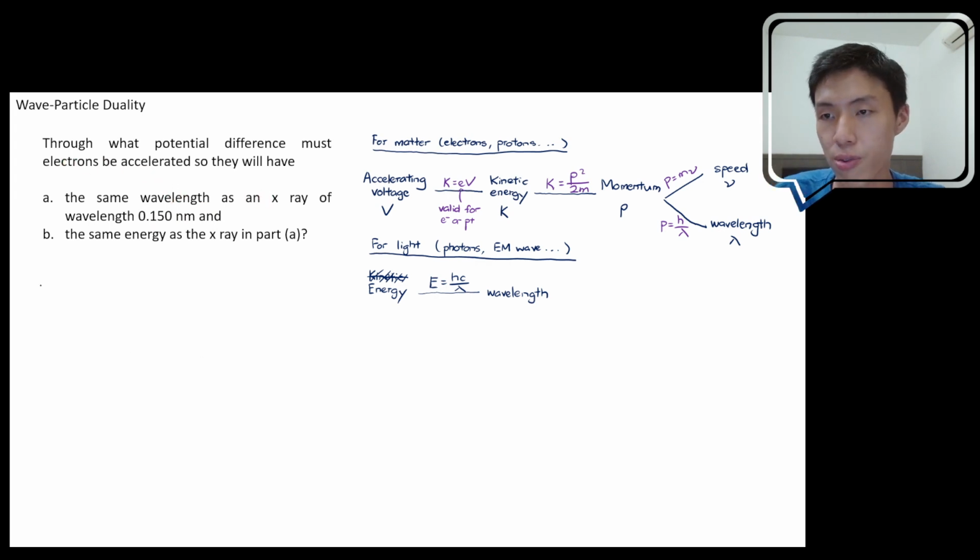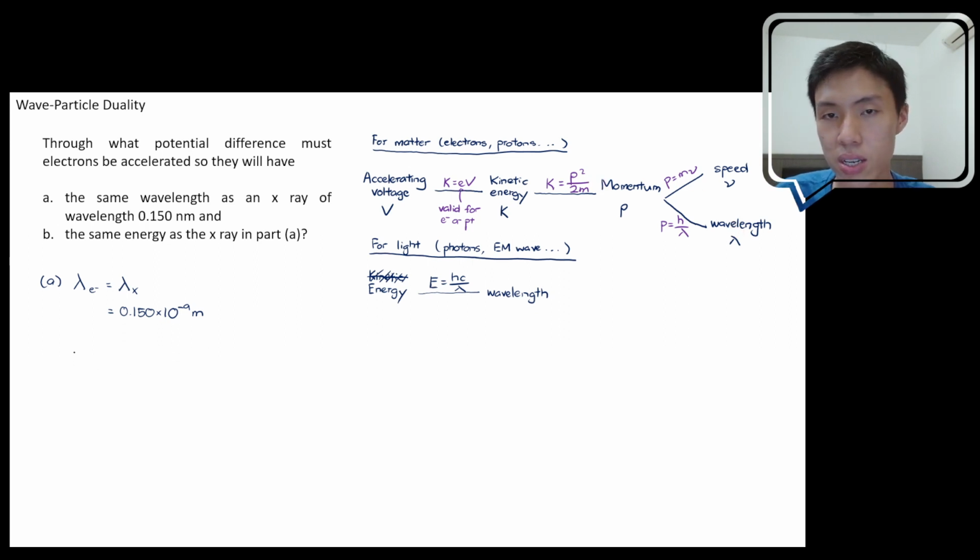In terms of mathematical equations, we can say that the wavelength of the electron is the same as the wavelength of the X-ray. Let's just call it lambda X, and we are given the wavelength, which is 0.150 nanometer. Now they are interested in the potential difference that the electrons are accelerated through, the accelerating voltage. You have to relate it to the wavelength, so there are quite a few steps we need to do. We need to relate it to kinetic energy, then momentum, then wavelength.